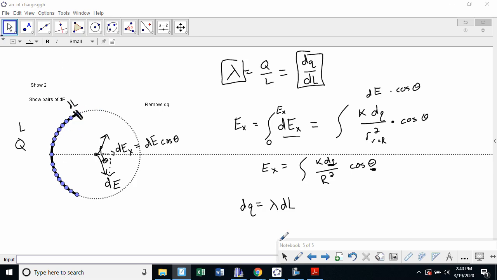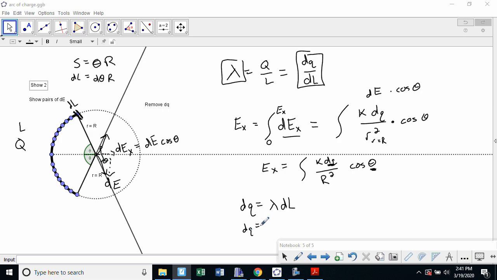If I were to look again at the geometry, I've got a radius R, and it's swept out a very small arc of dl. And you remember from the arc length formula that arc length is equal to theta times R. So for my little tiny arc length, it'd be some little tiny theta times the radius of the circle. So that little arc length there would just be d theta r.